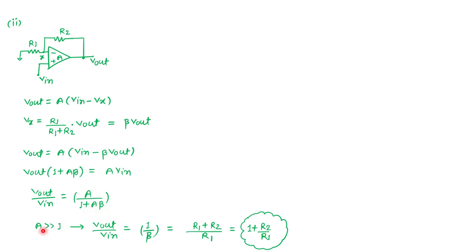Okay. So again, if I consider A to be very much greater than 1, then we can say this expression reduces to 1 upon beta. And beta is simply R1 divided by R1 plus R2. Then 1 upon beta is the reverse of it. So simply we'll get this expression. This is the general gain we write.